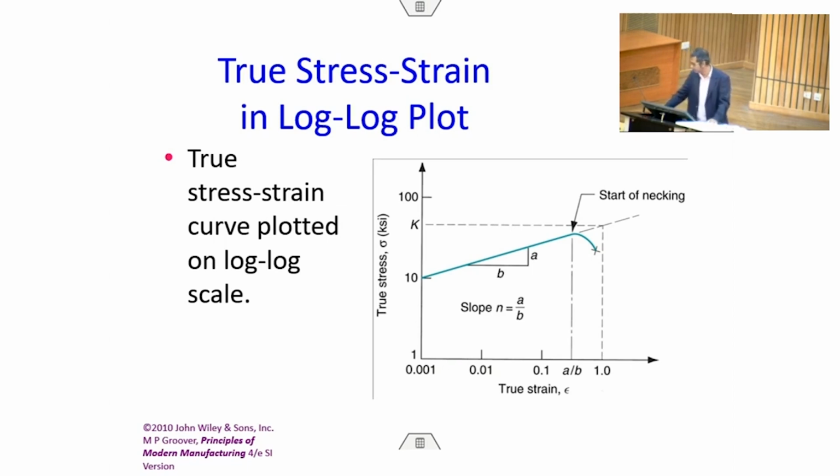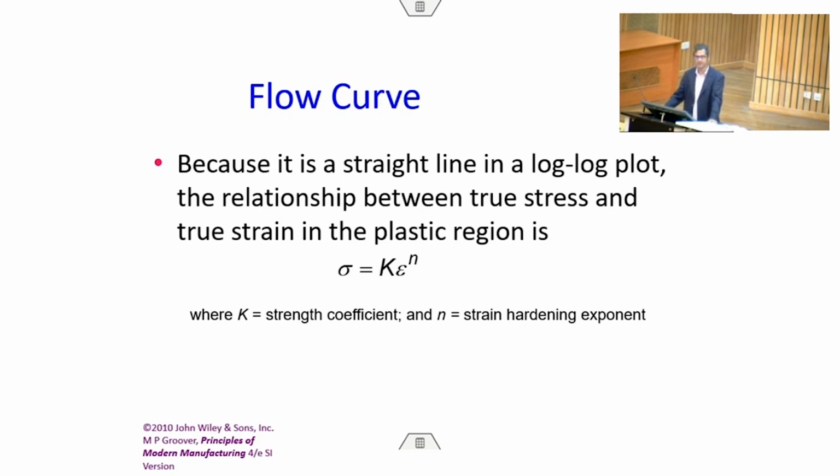So, if you plot true stress versus true strain on a logarithmic plot, you can clearly see that you get a slope, which is A by B like this, and that is what is known as the strain hardening coefficient. Okay, so how is it important? Because that gives you the equation of this deformation curve in the plastic regime, what is known as a flow curve.